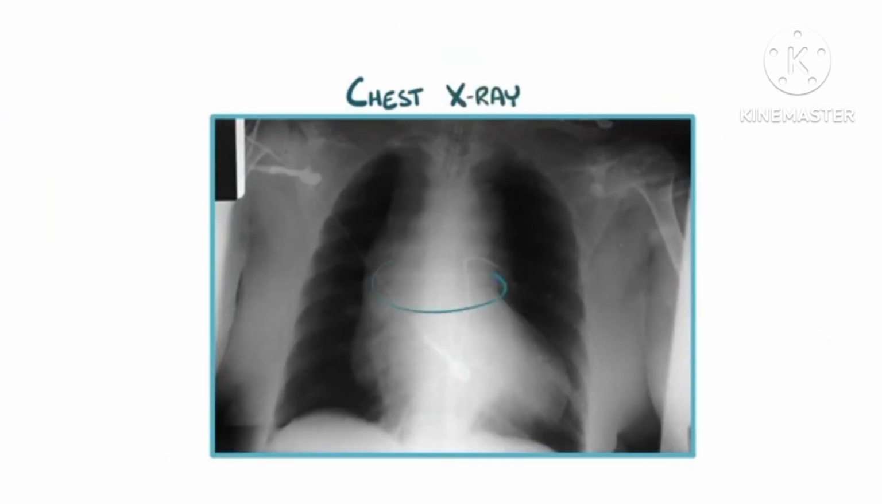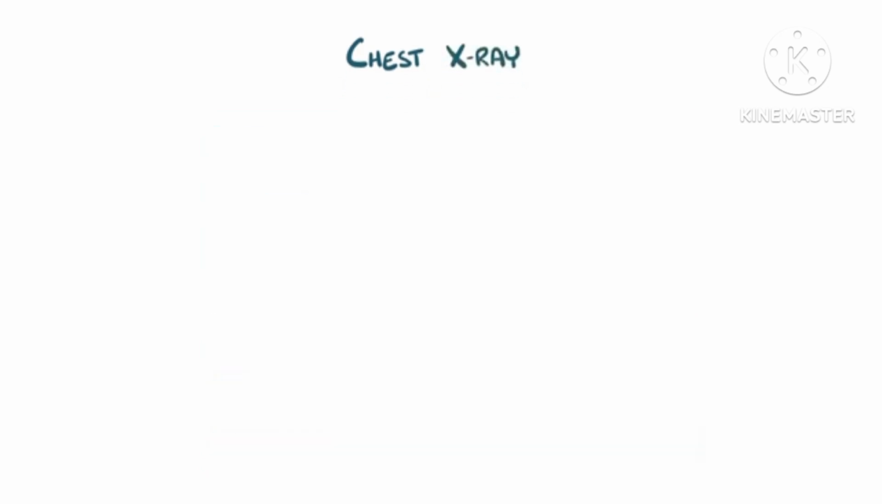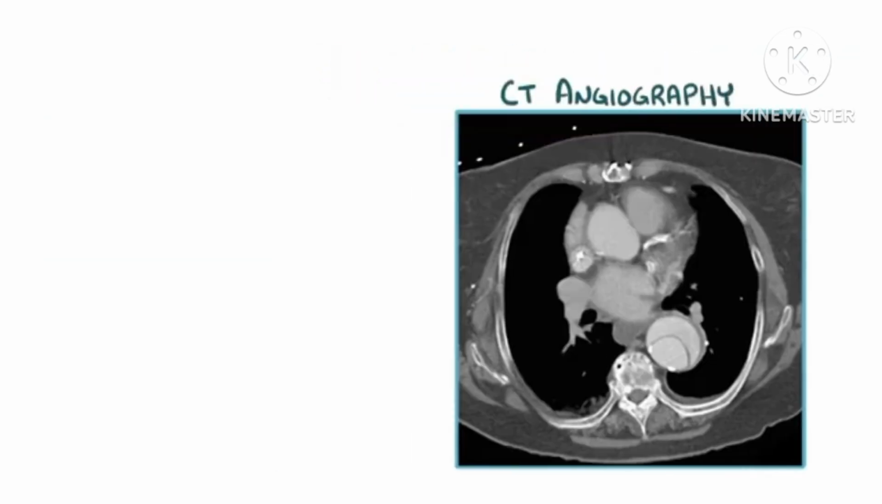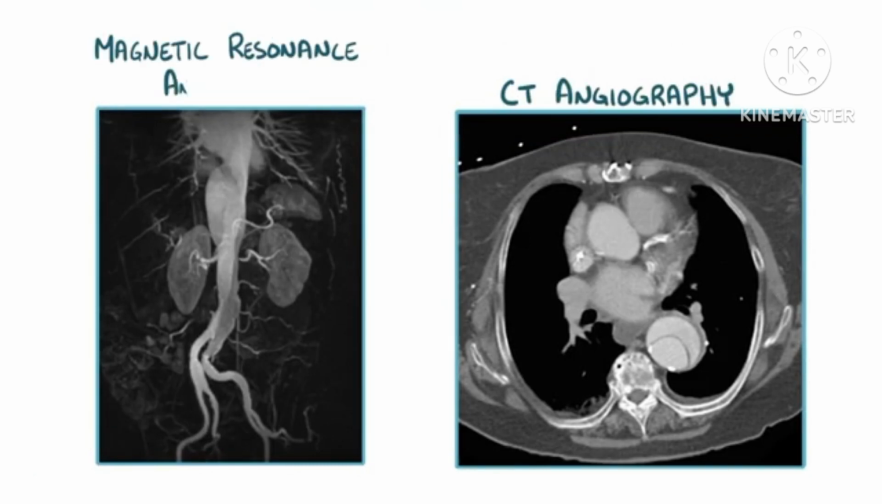On a chest X-ray, there's typically a widened aorta. More sensitive imaging techniques that are commonly used include a transesophageal echocardiogram, which is where an ultrasound probe is passed through the esophagus to obtain a clear picture of the aorta. There's also CT angiography and magnetic resonance angiography, both of which look closely at the blood vessels.